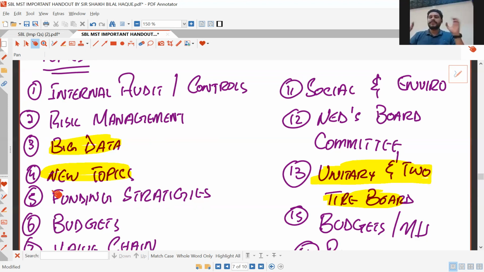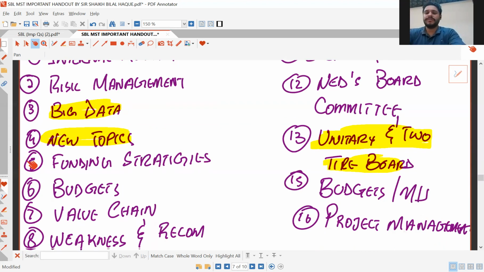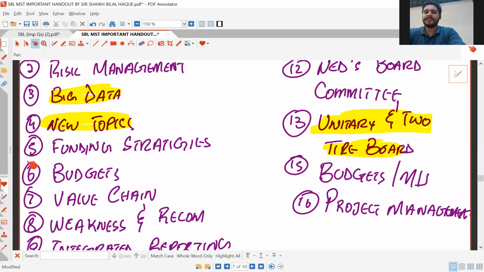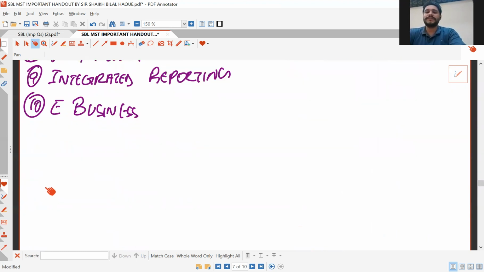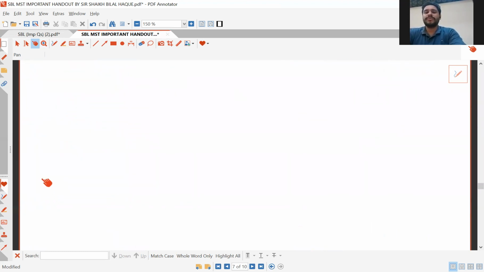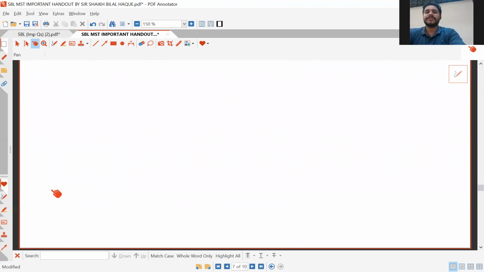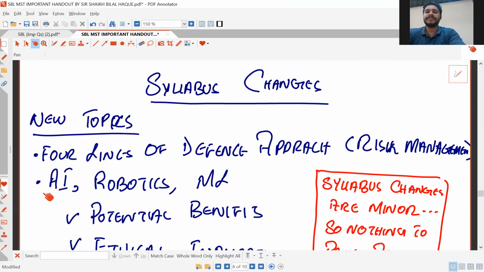There are two different types of boards. Unitary and two-tier boards have been the most favorite part for the examiner. Make sure that you just quickly go through the concept behind the unitary and two-tier board. Then we have the budgets, and last but not the least, the project management topic. Make sure that you go through these topics before going into your final examination.